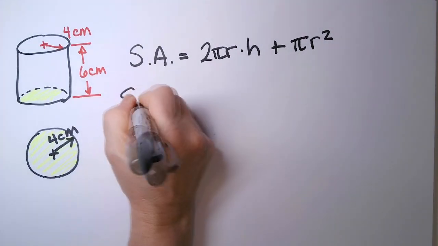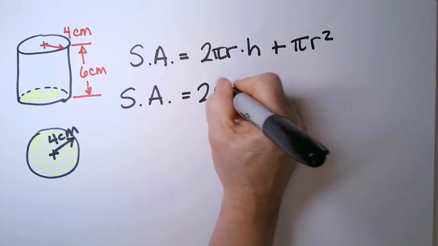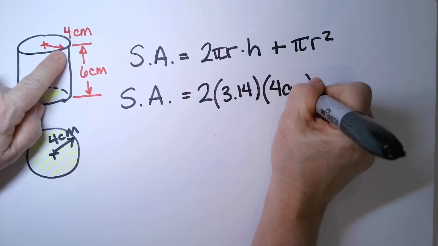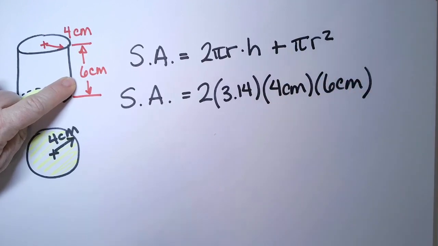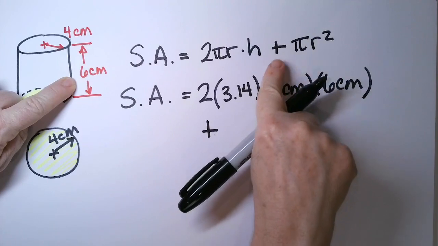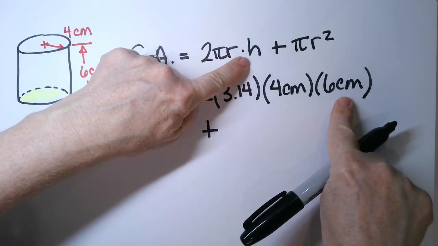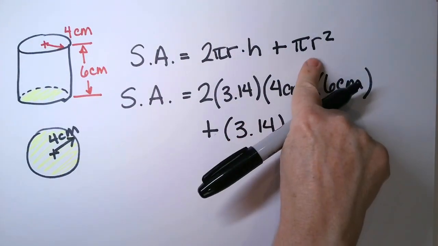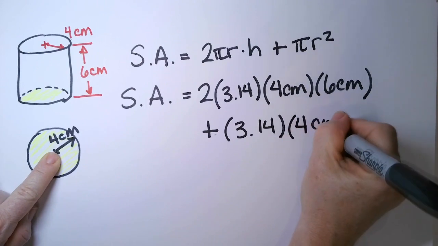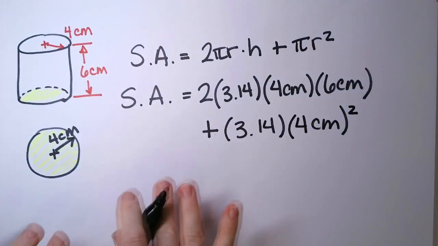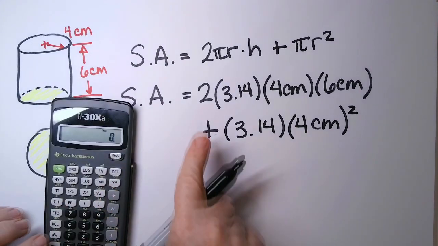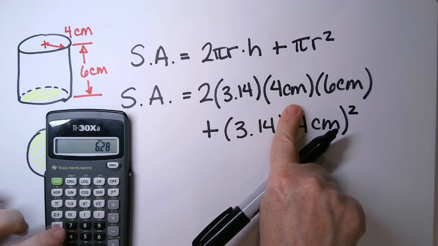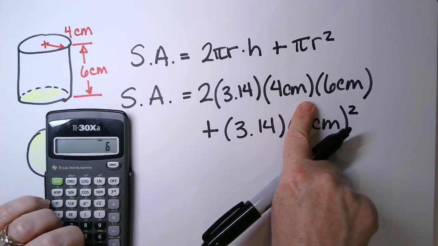Okay, let's put it together. Surface area is 2 pi, which is 3.14. The radius is 4 centimeters and the height is 6 centimeters. Then we're going to add, this is 2 pi r and the height, plus pi again, 3.14, and the radius is 4 centimeters, and we're going to square that number. All right, so we're going to put all of that together. So let's just do the top one. So I have 2 times 3.14 times 4 times 6.